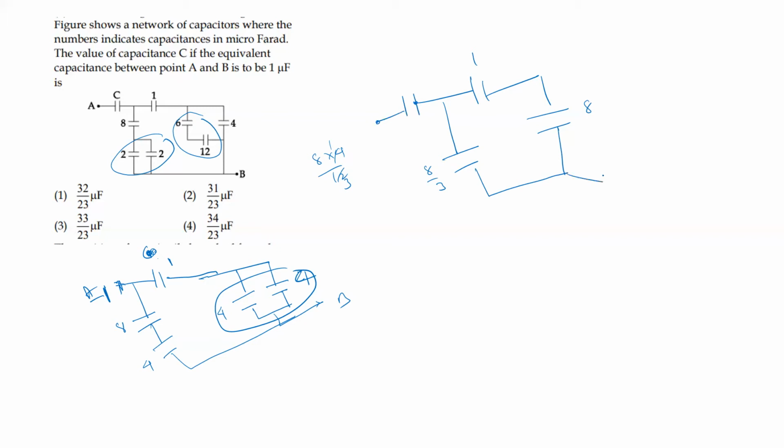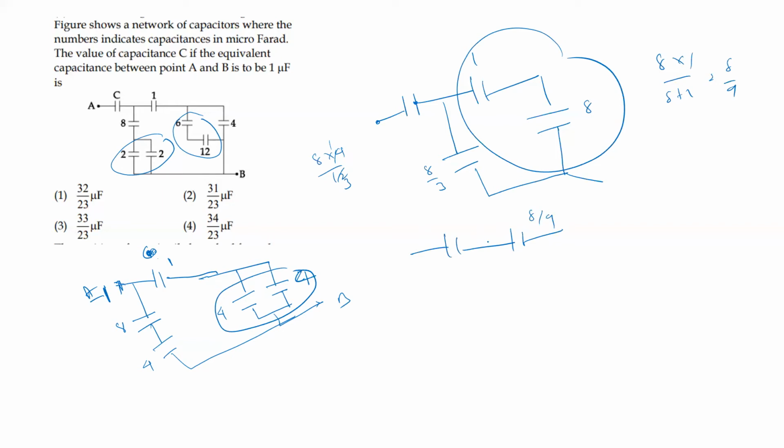Okay, you have this one. Again, these two are in series. Yes or no? 8 into 1 by 8 plus 1. This is 8 by 9. So finally, this is 8 by 9, and this is parallel 8 by 3.